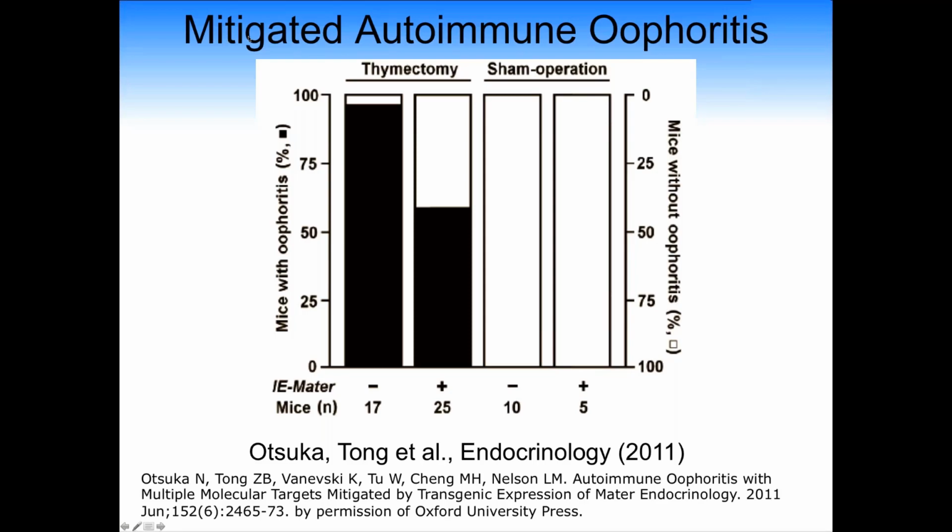And yes, we do. We mitigated autoimmune oophoritis in these mice. Here on the y-axis is the percentage of mice with oophoritis, and here's whether they're expressing the IE mater, and you see here there's a significant reduction in the incidence of histologically proven oophoritis in the IE mater mice. So yes, we reduce the incidence, we mitigate the disease, but we don't erase it completely. So mater is not the whole story here.